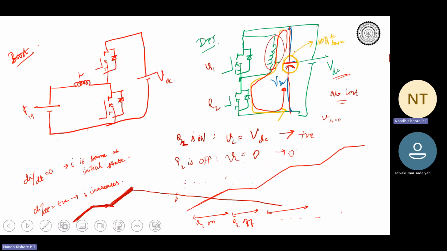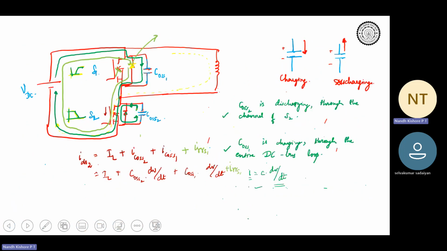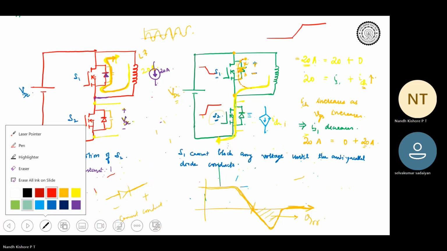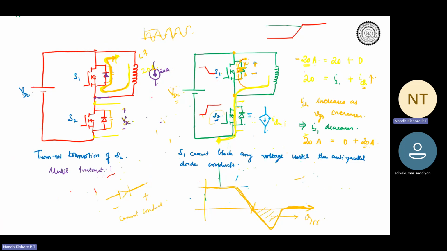First, S2 has to start blocking the entire voltage, so the voltage across it will change. Only after that will current start flowing through the diode. That is why we say that during turn off, first the voltage increases and then the current.